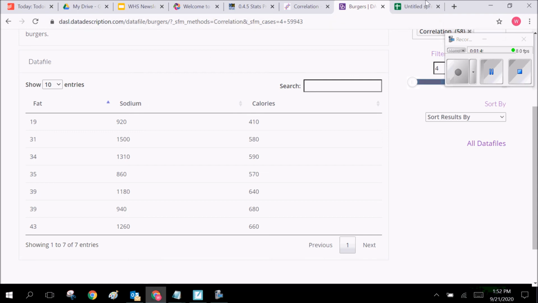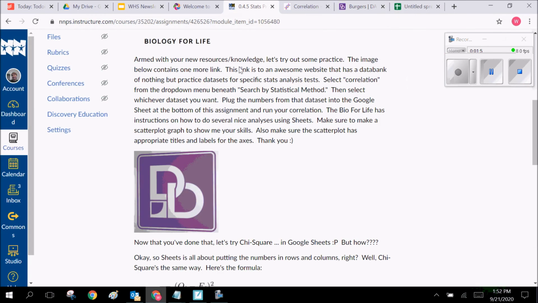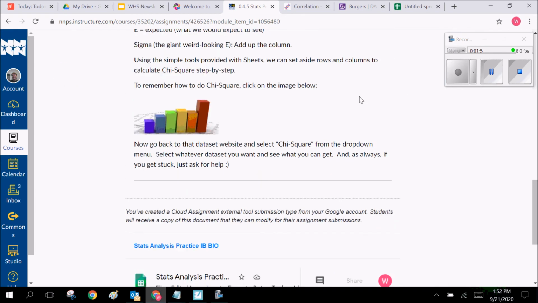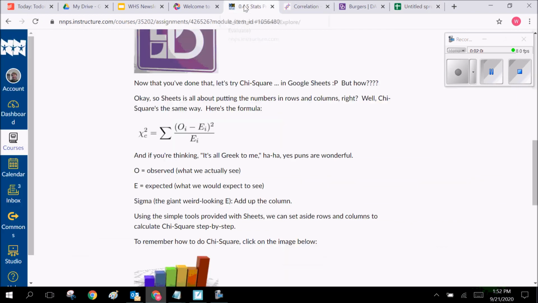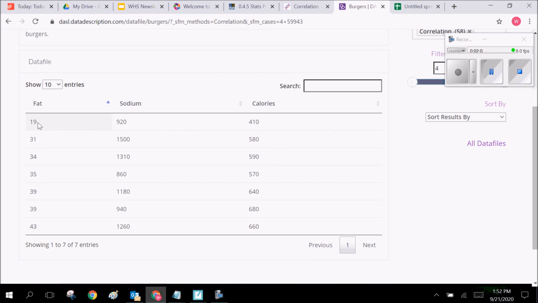So what I'm going to do is go ahead and open the spreadsheet. Now the spreadsheet for you guys is going to be at the bottom of this actual assignment. For me, I created a separate one, just for practice. And so you can see here, I've gone ahead and chosen the two variables I want to compare. I'm comparing fat and sodium, right? So these are the only two columns I'm concerned with. They give me calories, but I'm not comparing calories.